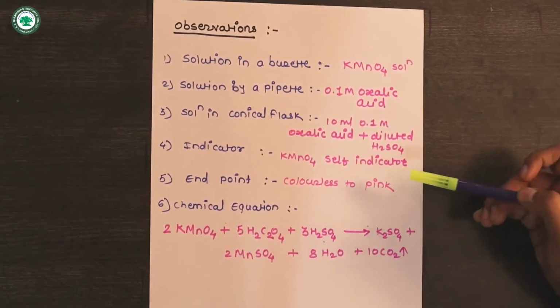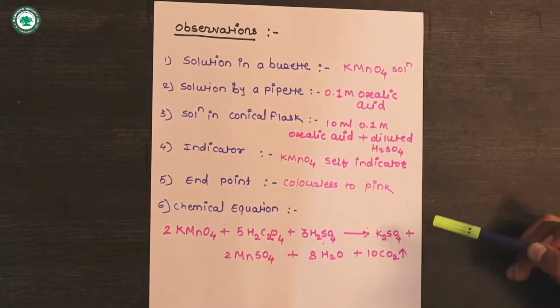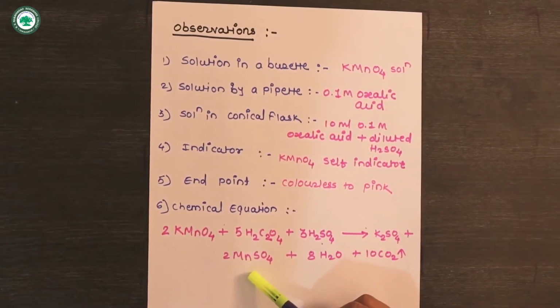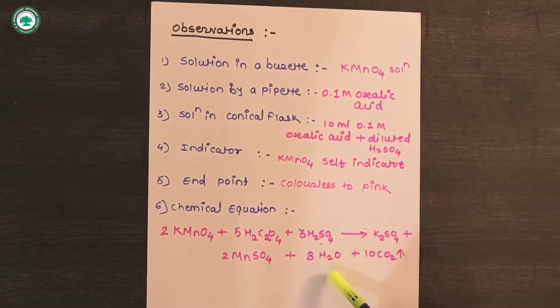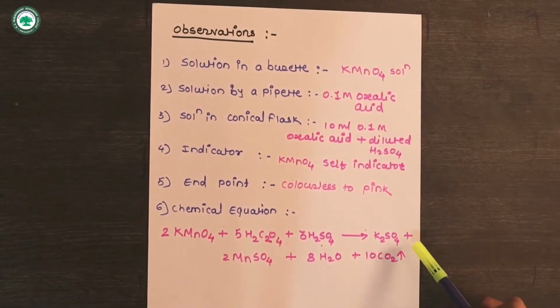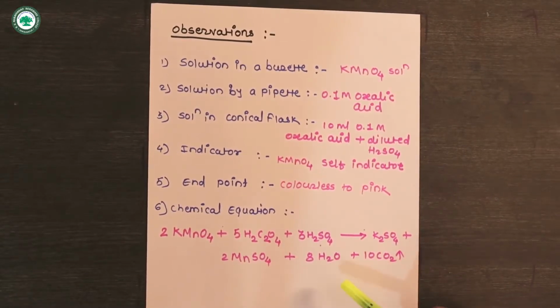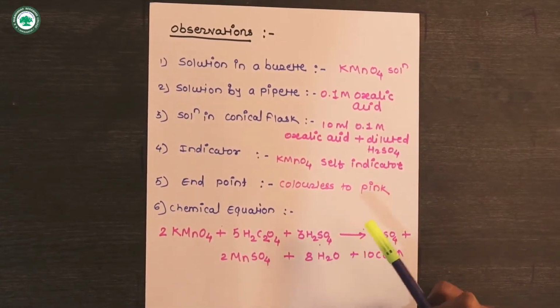Then in this reaction K2SO4 is formed, then 2 molecules of manganese sulfate are formed, and 8 water molecules and 10 carbon dioxide gas molecules are formed. This is the chemical reaction, and a redox reaction takes place in this practical.